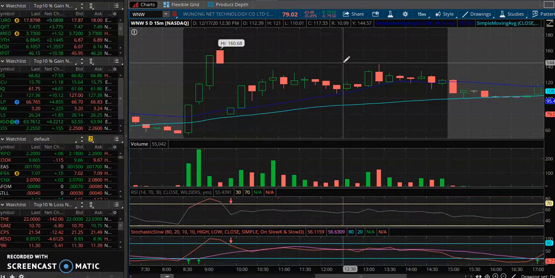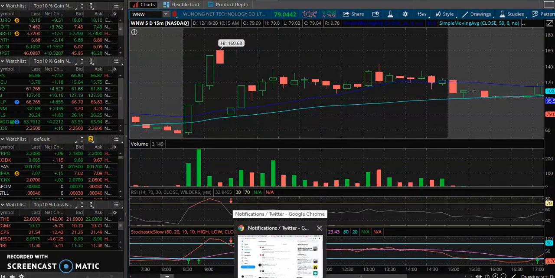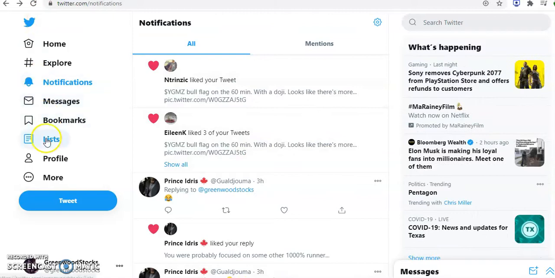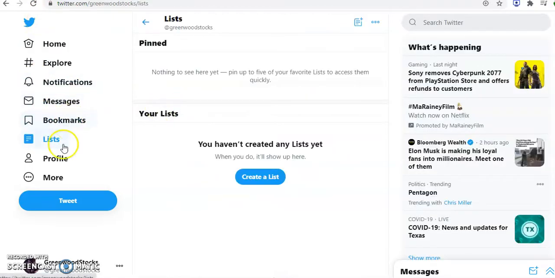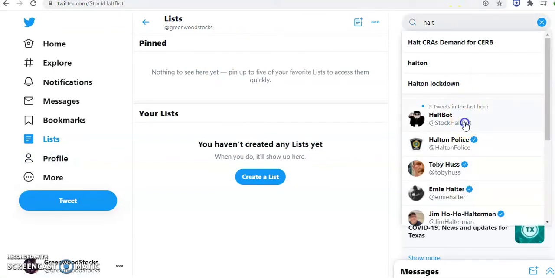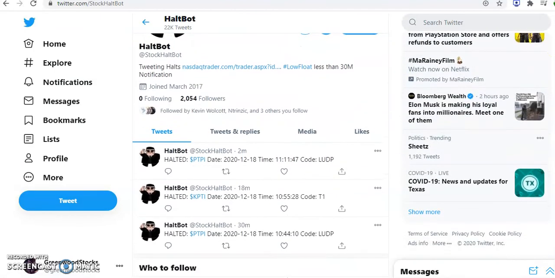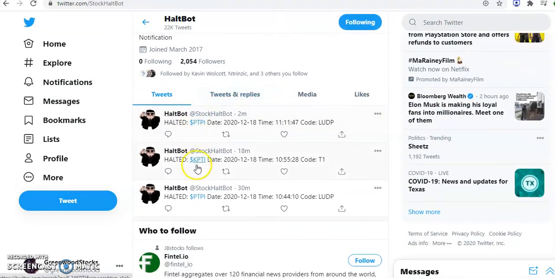Be sure when you're playing these halts, okay? Let me fill you in on something. When I'm looking at halts, I follow a guy called the Halt Bot. This guy right here will let you see every stock that gets halted, up or down, okay?